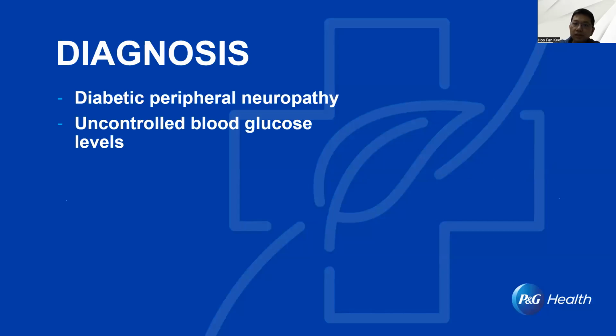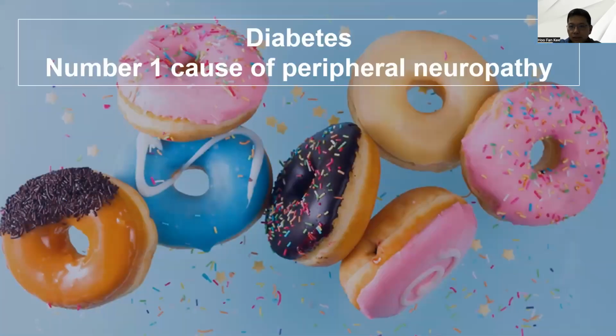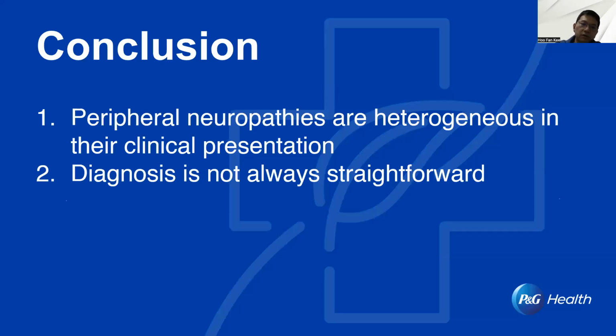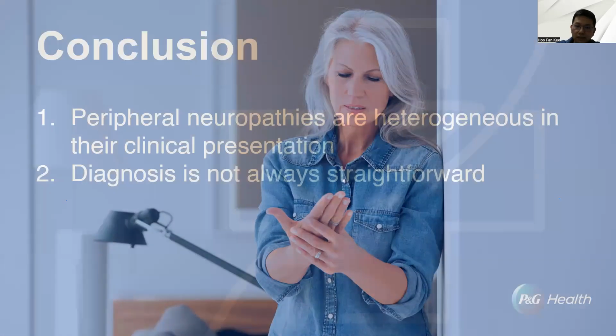So the diagnosis in this patient is diabetic peripheral neuropathy with uncontrolled blood sugar level. Again, diabetes is the number one cause of peripheral neuropathy, and more than 50% of patients develop diabetic peripheral neuropathy. So in conclusion, peripheral neuropathies are quite heterogeneous in their clinical presentation, and the diagnosis is not always straightforward. By that, I would like to thank you for your attention.